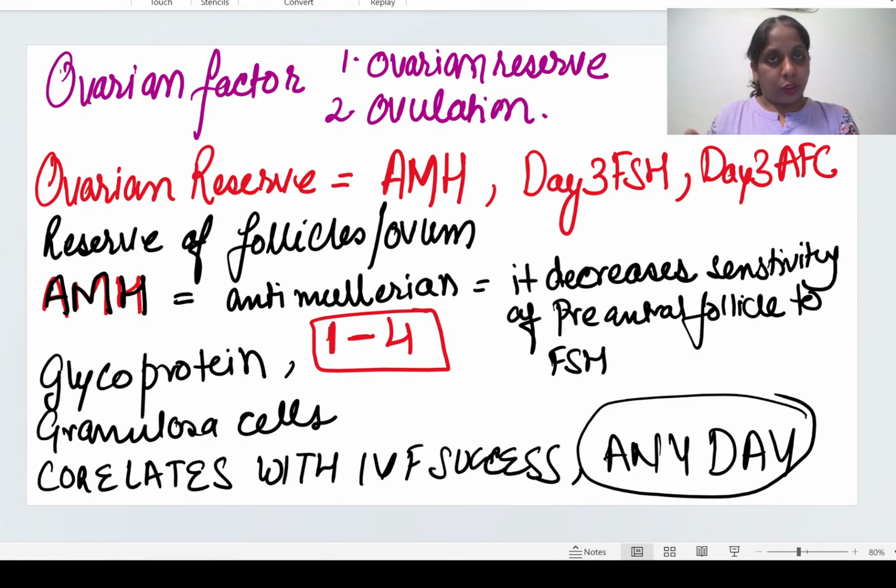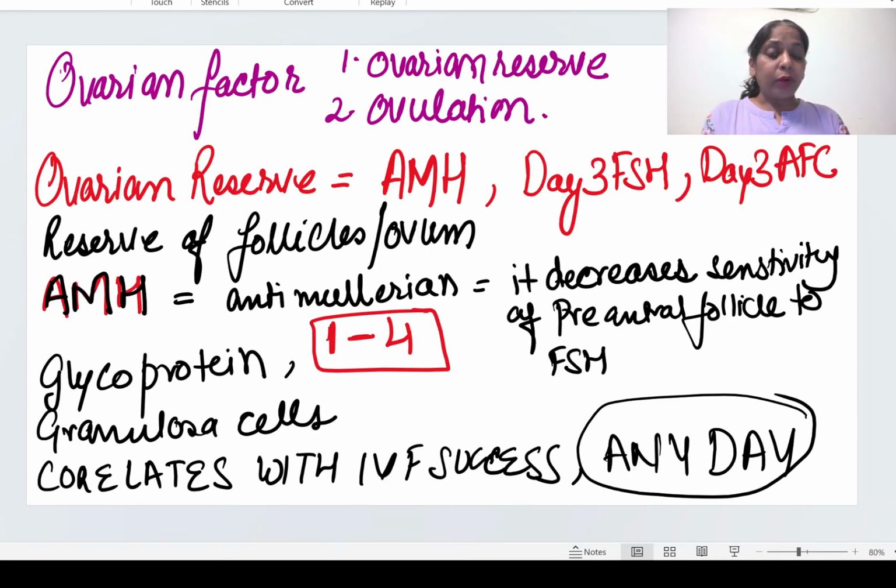If the AMH is good, it means the egg is good, and it means the IVF is successful. So it tells the prognosis of IVF. Another important thing they can ask is why it is the best parameter to diagnose ovarian failure. It is the best parameter because it can be done on any day of the cycle. It is not that the patient has come to you and you ask her to come on day 3, because the rest of the hormones are done on day 3. It can be done any day.